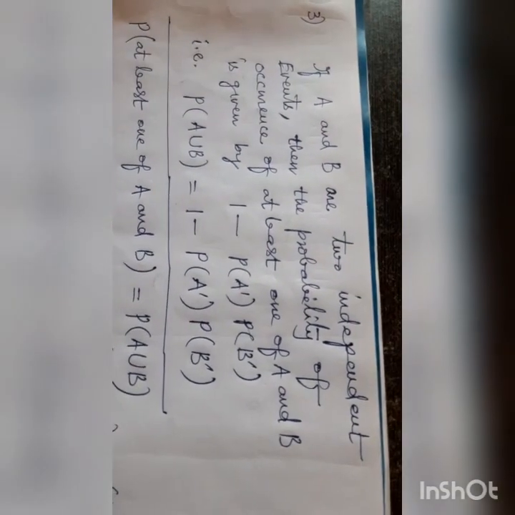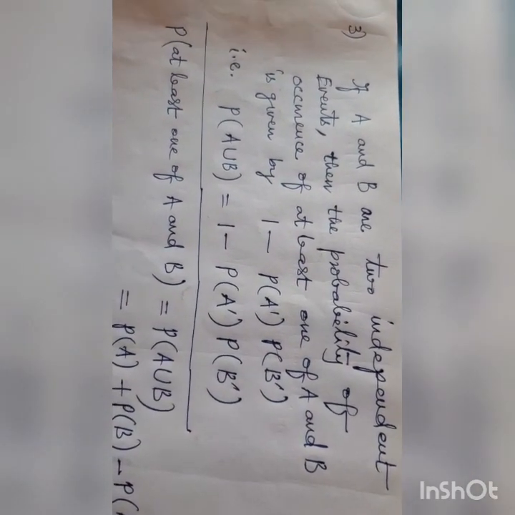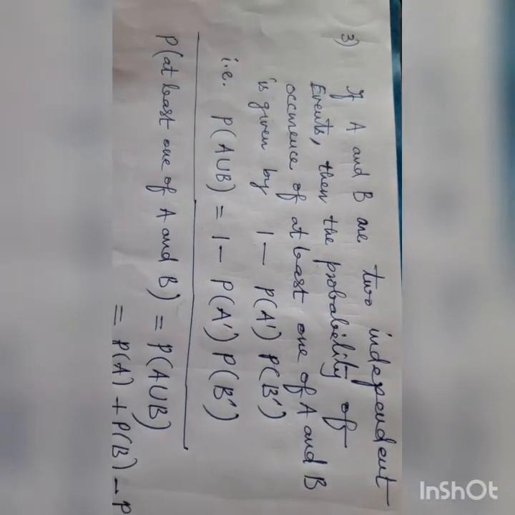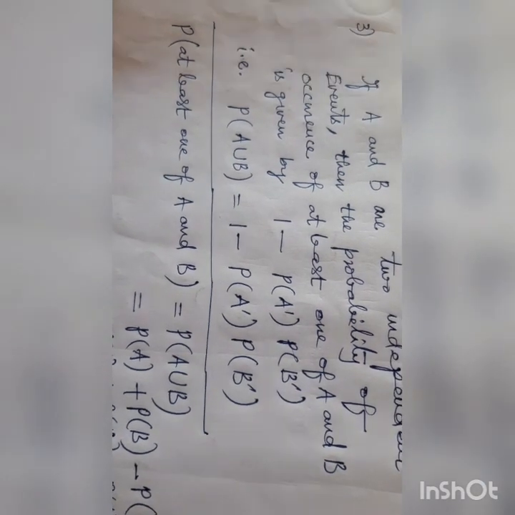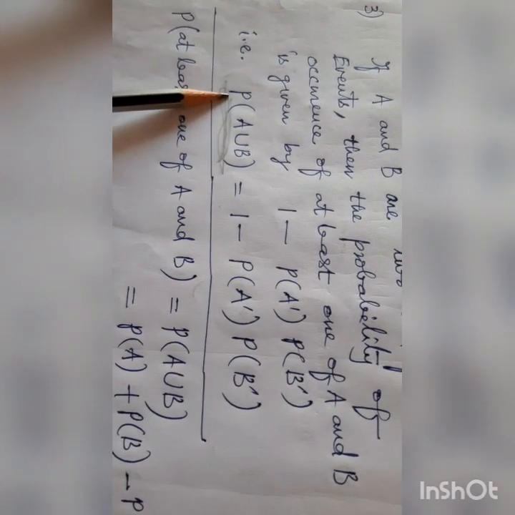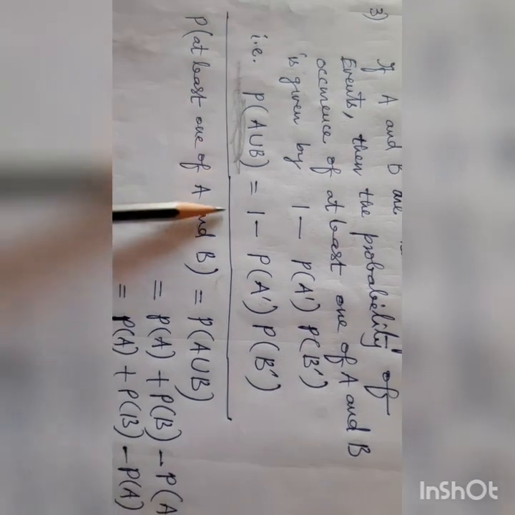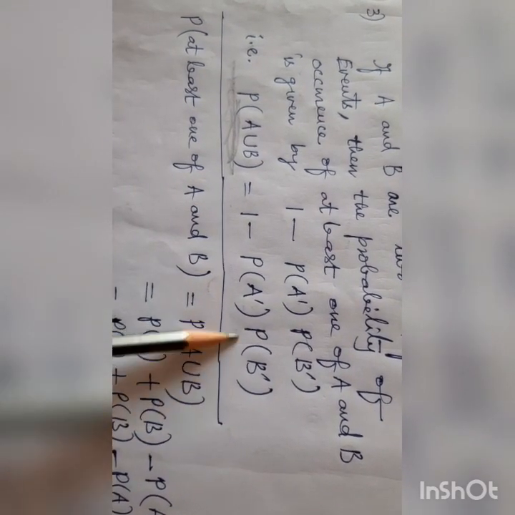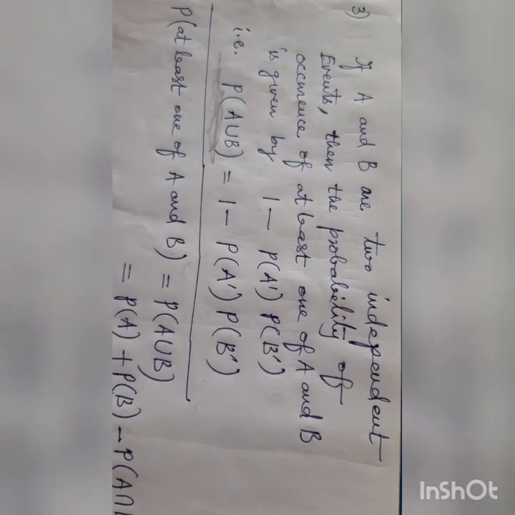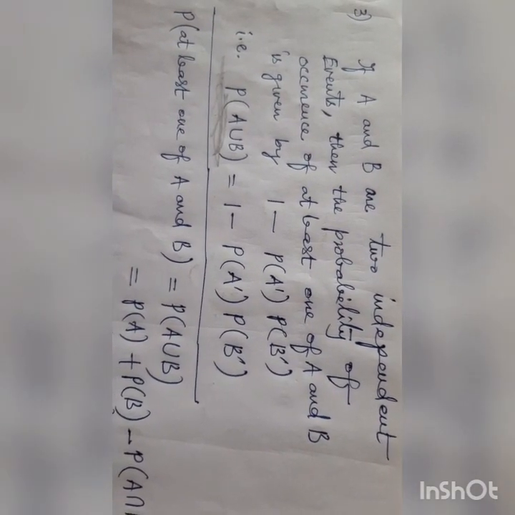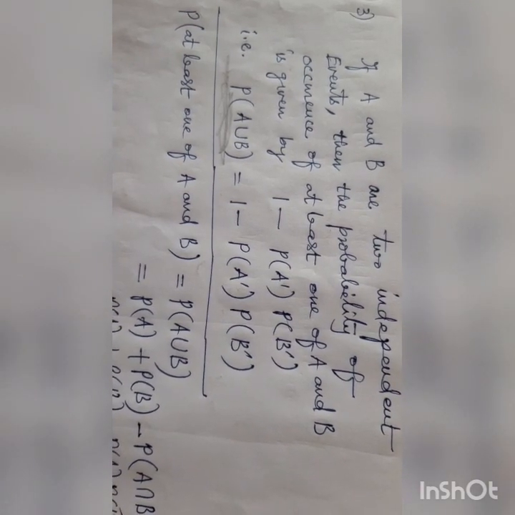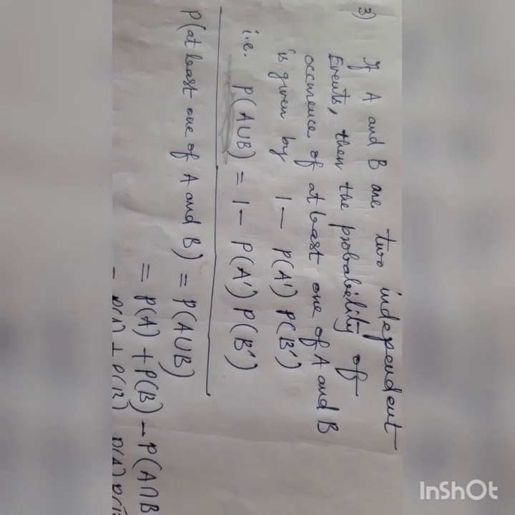Here observe, A and B are two independent events. Then the probability of occurrence of at least one of A and B means A union B. A union B equals 1 minus P A dash P B dash. How to get this result? This result sometimes may be asked in intermediate as a tough question, and in competitive exams. Class 12 CBSE also will ask this question, for 6 marks, 3 marks, 4 marks like that.